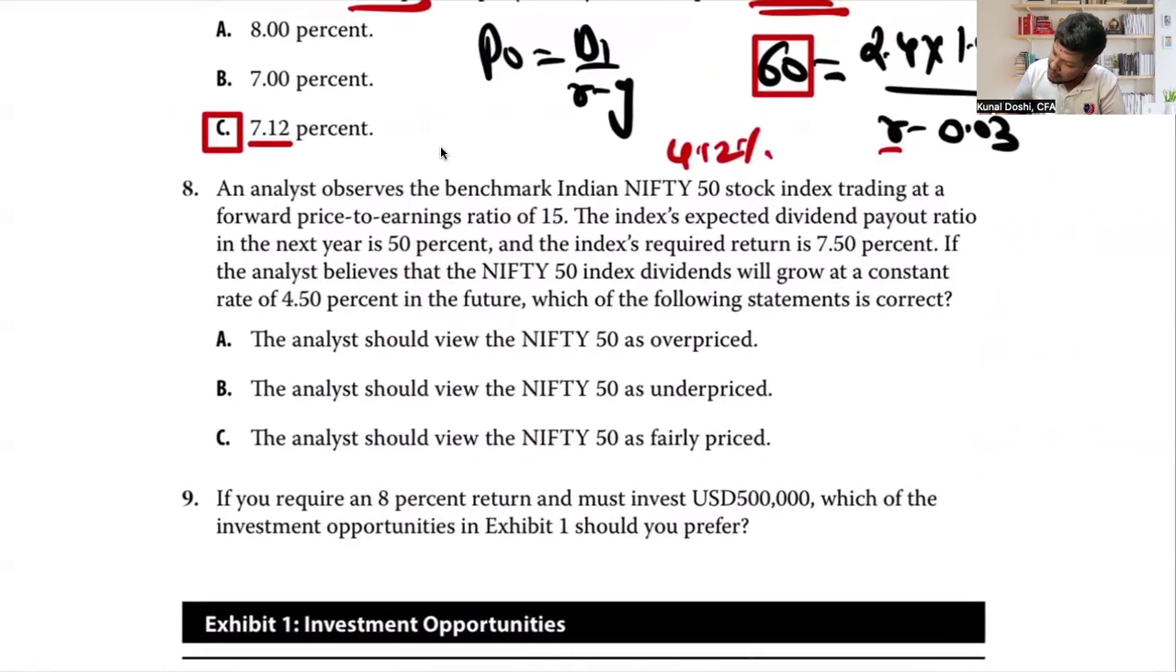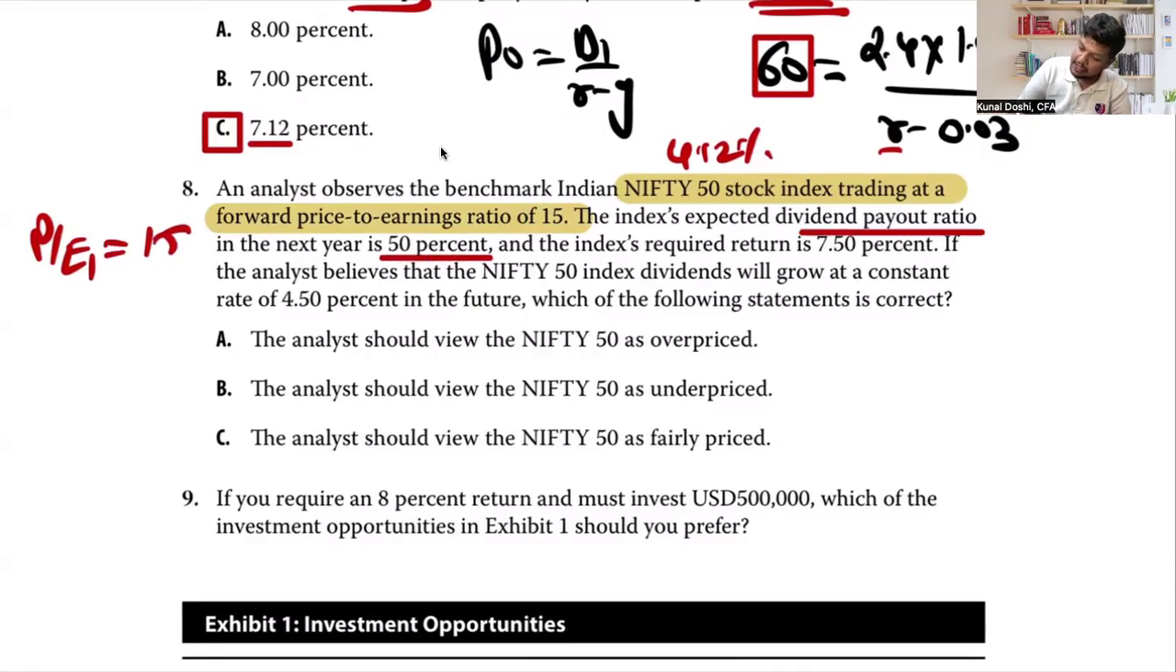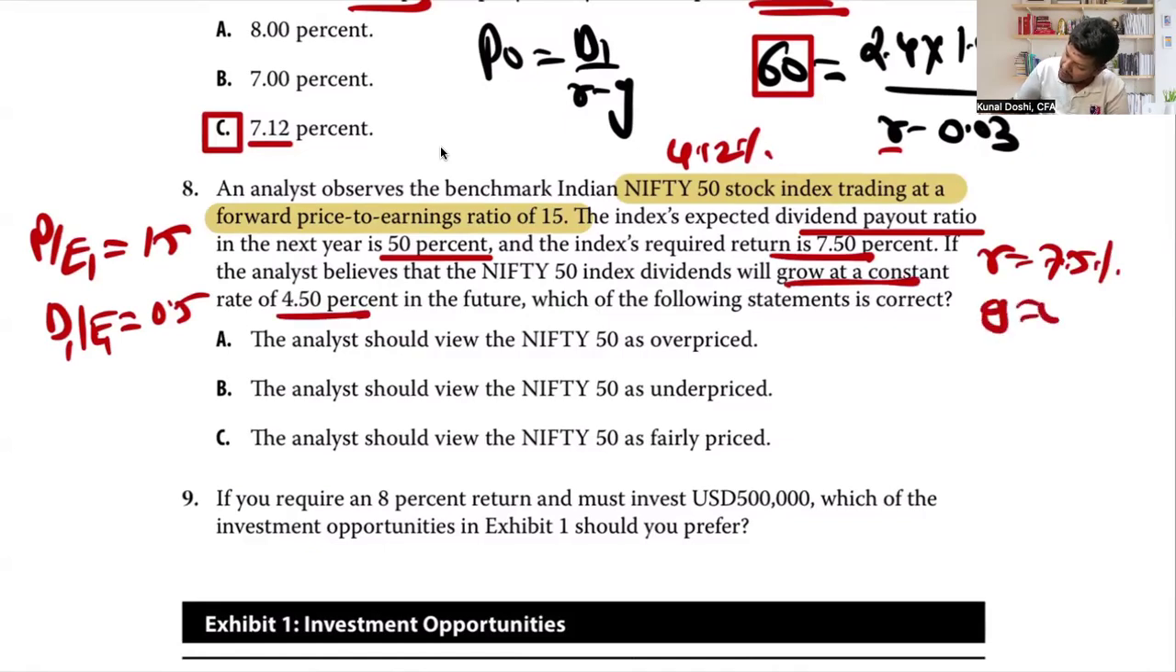Analyst observes the benchmark Nifty 50 stock index trading at a forward PE ratio of 15. Index expected dividend payout ratio is 50%. So my payout ratio is dividend over earnings, D1 over earnings is 0.5. Required return is 7.5. And the company says that its constant growth rate is 4.5%. Which of the following statements is correct?